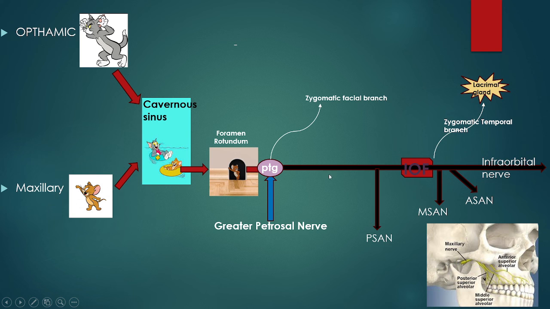So again, what happens is the maxillary nerve first of all passes through the cavernous sinus, then enters the foramen rotundum. Over there, it relays on the pterygopalatine ganglion along with the greater petrosal nerve, which is a branch of the 7th cranial nerve.